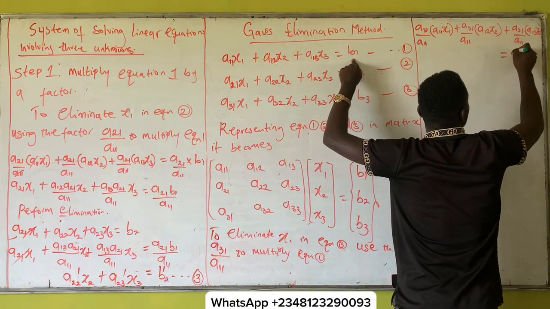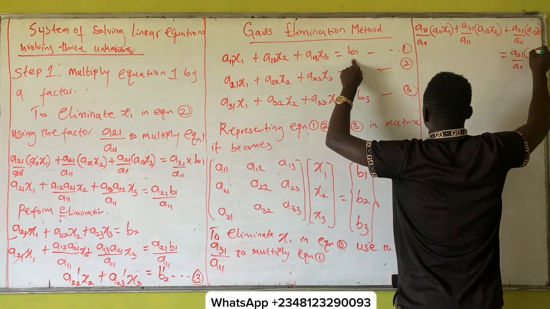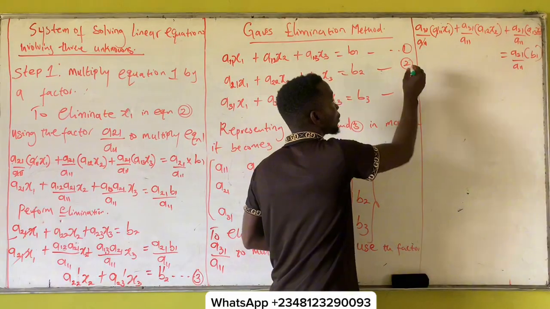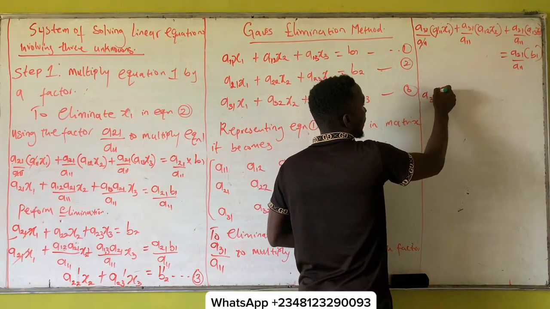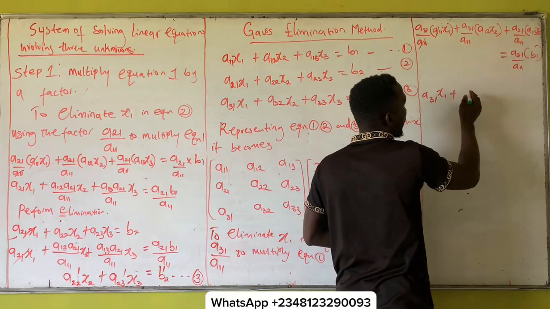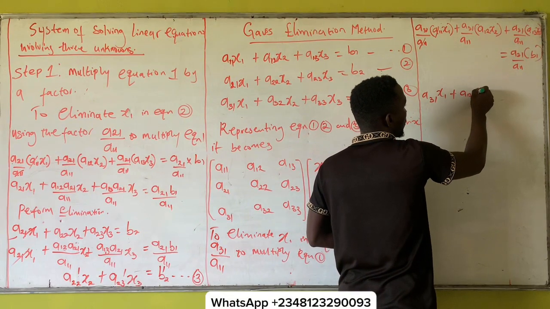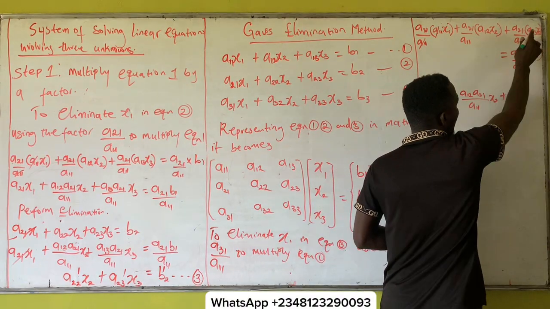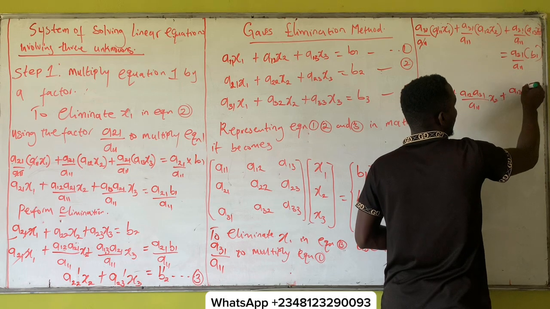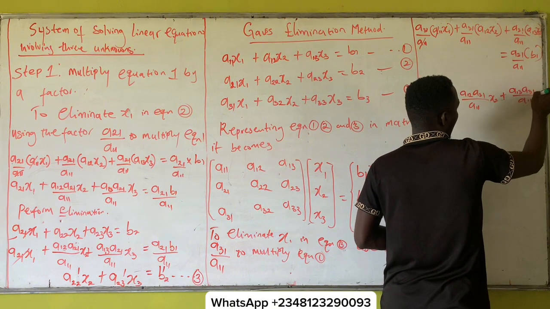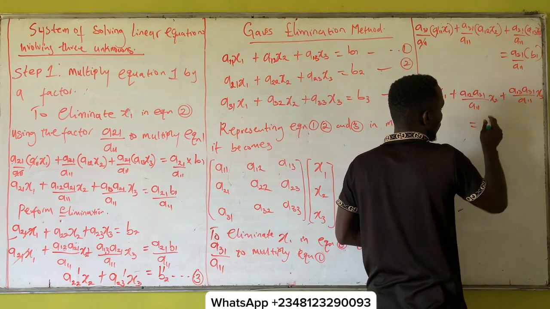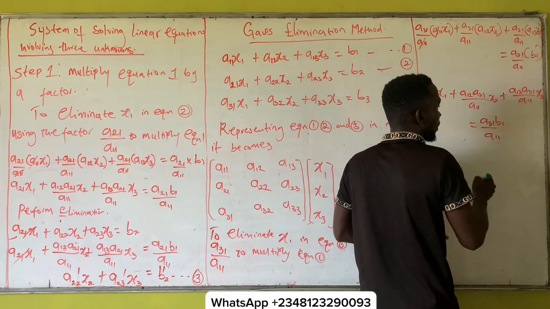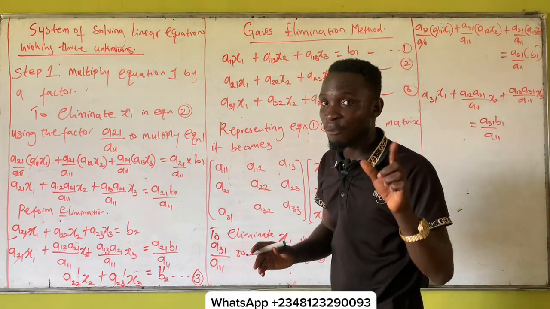equal to A31 over A11 in bracket B1. A11 cancels A11 here, and we are going to have A31 x1, plus A12 A31 all over A11 x2, plus A13 A31 all over A11 x3, equal to A31 B1 all over A11. Now since we have this, the next step is to perform the elimination.